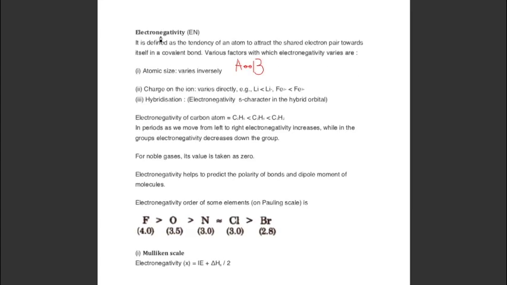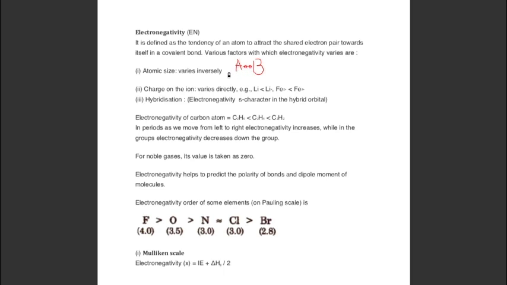So the next property is electronegativity. It is defined as the tendency of an atom to attract the shared electron pair towards itself in a covalent bond. We know that if two atoms are bonded by a covalent bond, then these two atoms share 1 electron or 2 or 3 electrons. So electronegativity is the tendency of an atom to attract the shared pair of electrons towards itself. If A is more electronegative, then it attracts these two electrons towards itself. If B is more, then it will attract these electrons towards itself. This gives polarity in the molecule.